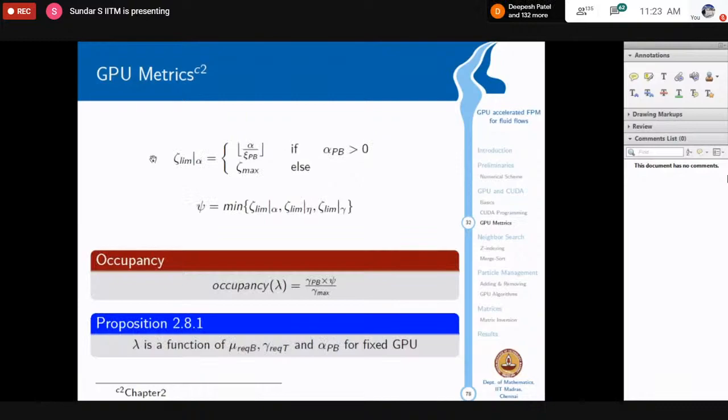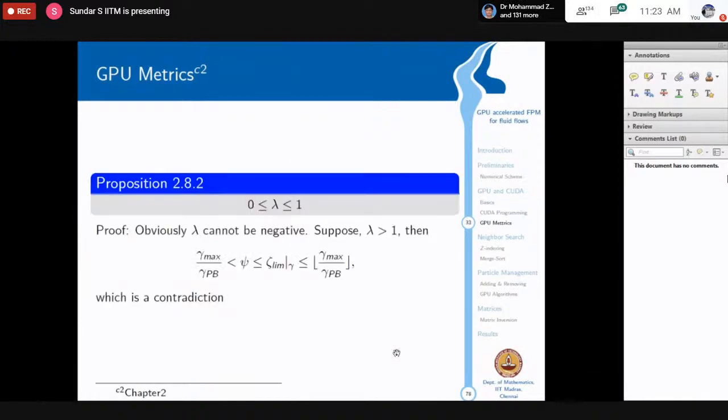So then we have introduced this, limited to alpha. So then we have psi, which is the minimum of this. So now occupancy is defined: occupancy of lambda is gamma PB times psi divided by gamma max. So we have a proposition: lambda is a function of mu required B, mu required T, and alpha PB for a fixed GPU. Another thing, your lambda lies between 0 and 1. Obviously lambda cannot be outside that. This we have also proved.